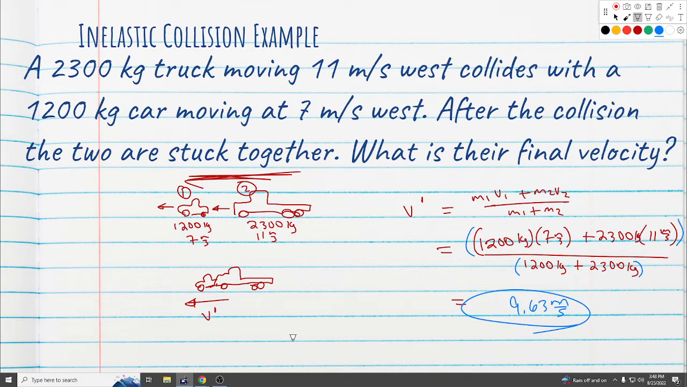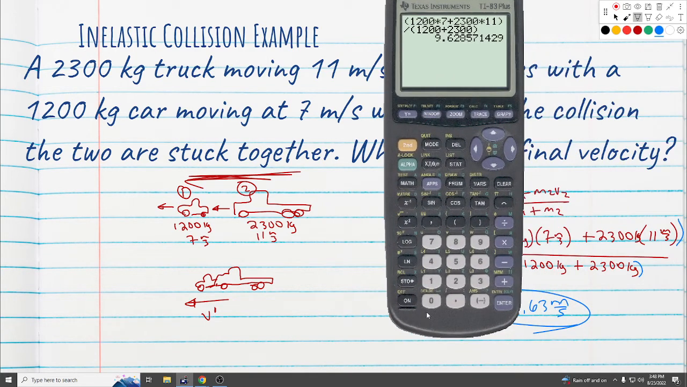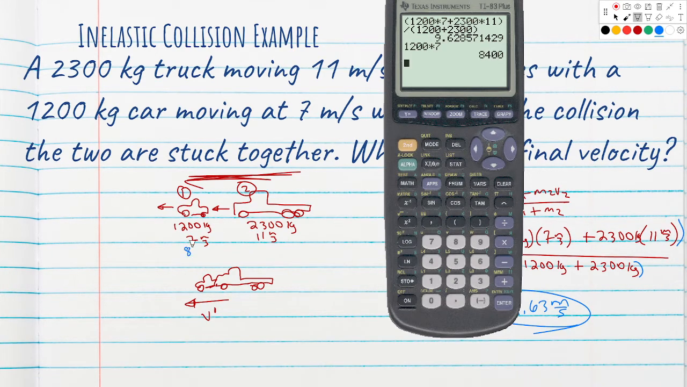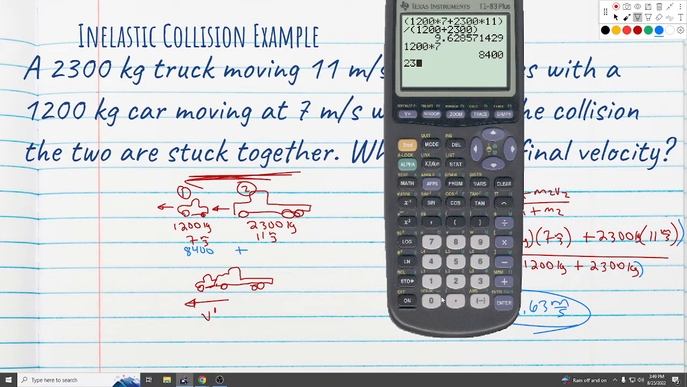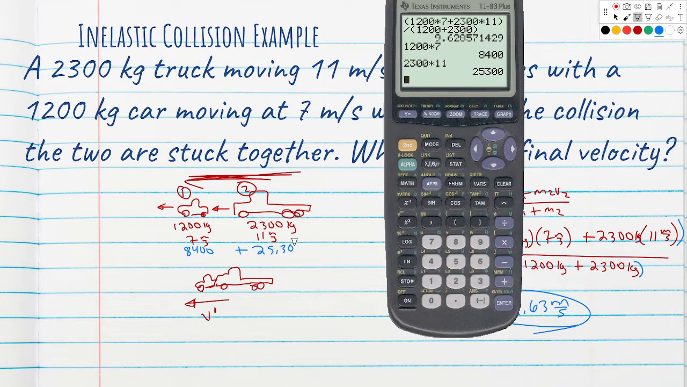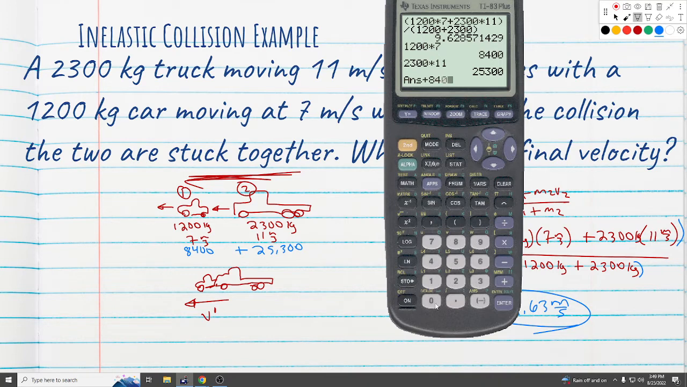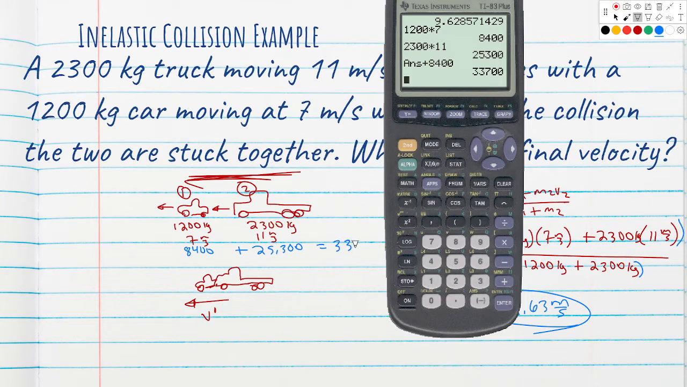If you wanted to, if it was a rainy afternoon, you didn't have anything else to do, you could say 1,200 times 7 is 8,400. So before this guy has 8,400, and then here's 2,300 times 11, which would be 25,300. You can see how much more momentum the truck has there. But when I put those together, I get a total of 33,700. I've got to have that much at the end.